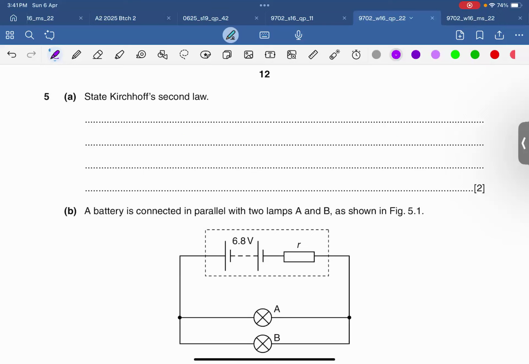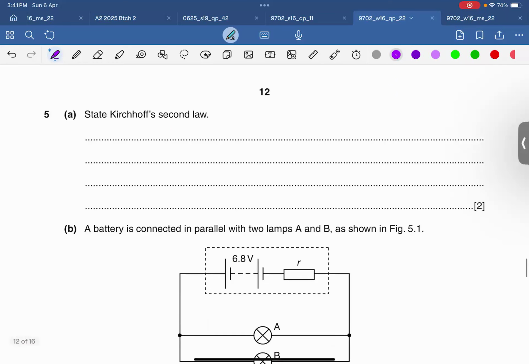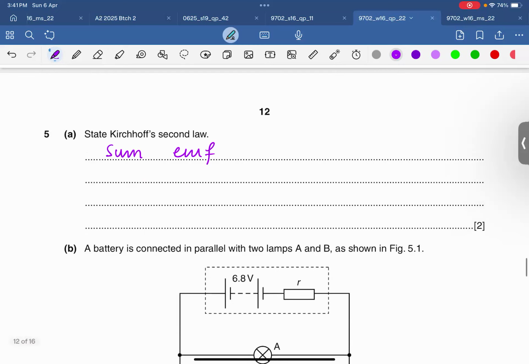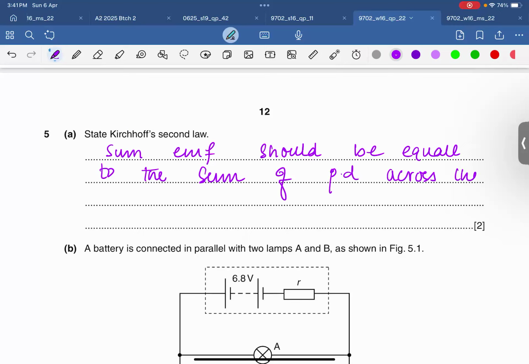Kirchhoff's second law. What is it? Second law means the voltage law, right? Sum of currents into... sorry, Bharat. It is the sum of EMFs is equal to the sum of PDs in a closed loop. Okay. Irfan, what you're saying should be the sum of PD across the closed loop.